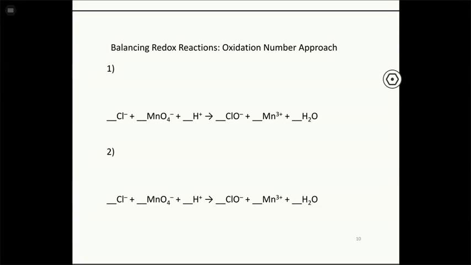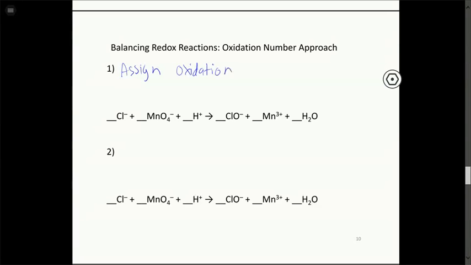All right, so they can be quite difficult if you just try to do it by inspection. So the first thing we have to do when balancing a redox reaction is assign the oxidation numbers for each atom. All right, so assigning oxidation numbers is going to become quite important for us because we can't begin to balance a redox reaction without having the oxidation numbers for each atom well defined.